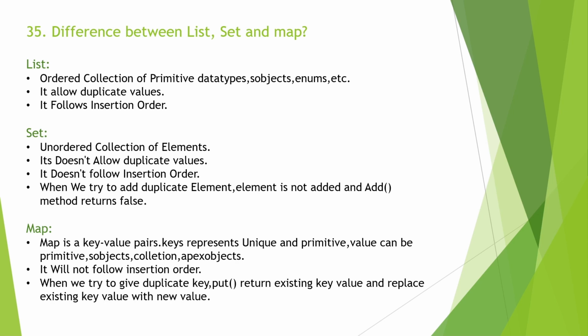Map: a key-value pair. Keys represent unique values and can be primitive; values can be primitives, sObjects, collections, Apex objects. It will not follow insertion order. When we try to give a duplicate key, put returns the existing value and replaces the existing value with the new value.